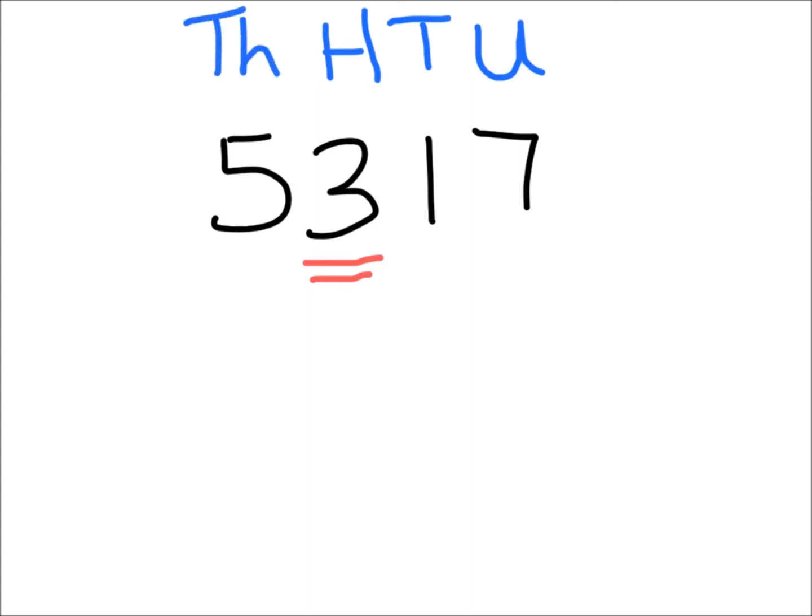And now it's a simple case of identifying which column the 3 is in. As we can see, the 3 is in the hundreds column. So what is 3 hundreds? 3 hundreds is of course 300. So I've identified the value of the digit.